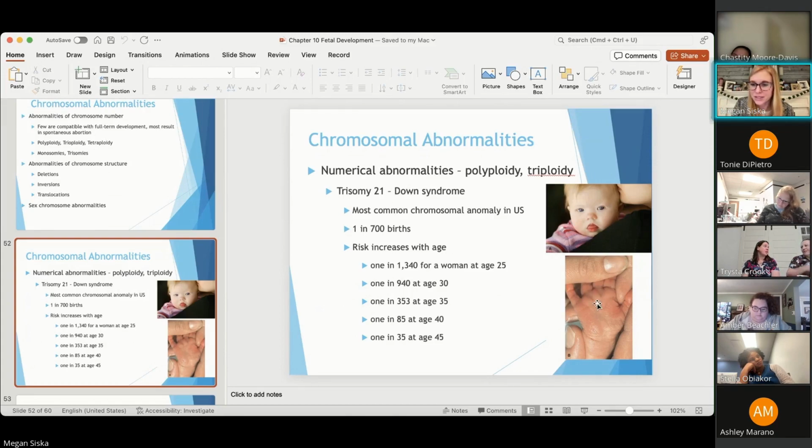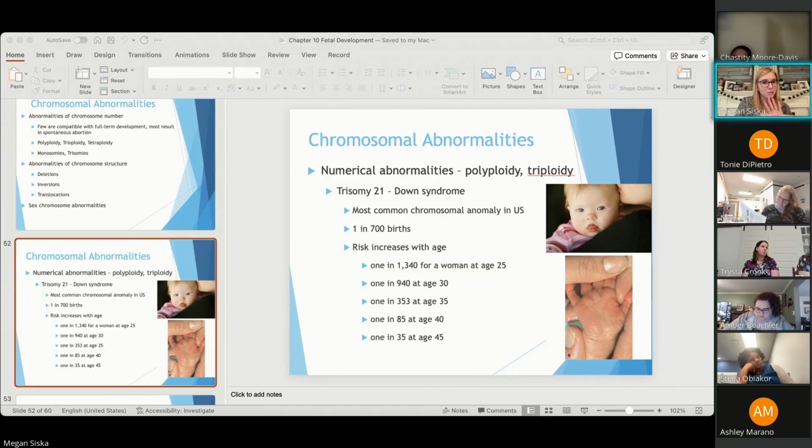This here is called a simian crease. Individuals with Down syndrome sometimes have palms that are a little bit different, with a straight line across called a simian crease. One of the things we do in our newborn assessment is look at that palmar crease to see if they have a simian crease. It doesn't always mean that individual would have Down syndrome, but it's just something to note.